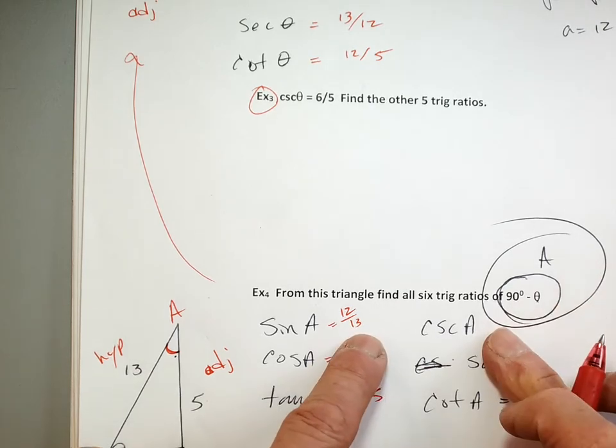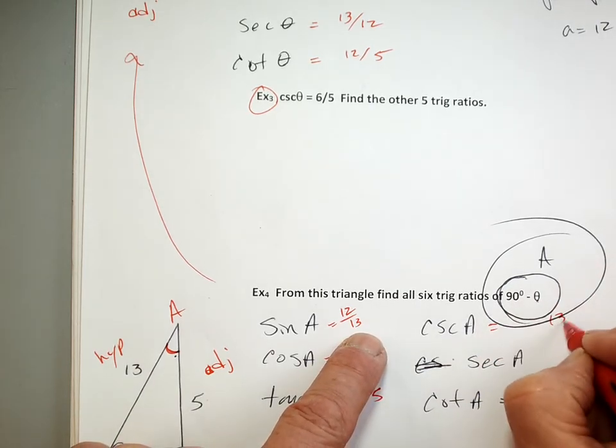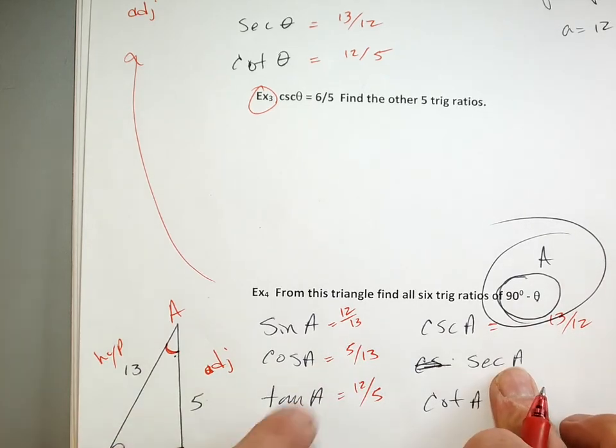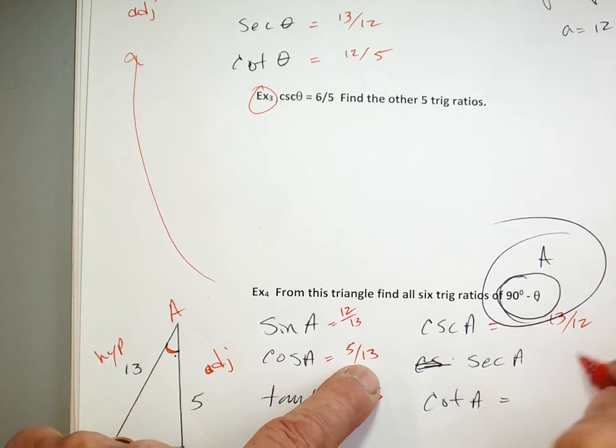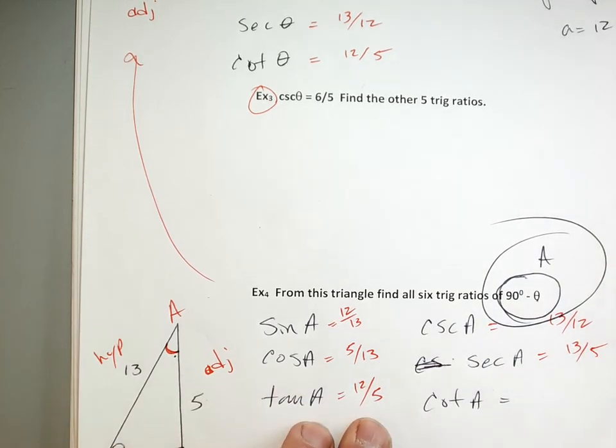Cosecant, which is the reciprocal of sine, is going to be 13/12. Secant, which is the reciprocal of cosine, is 13/5. Cotangent, which is the reciprocal of tangent, is going to be 5/12.